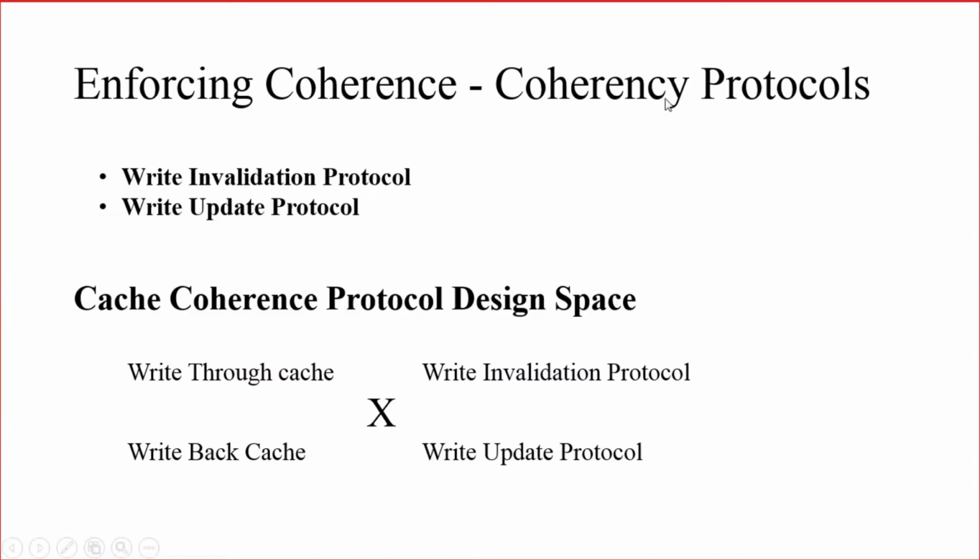Then we will see what are the different types of protocols generally used in cache coherency. I have already told there are two types of protocol. One is known as write invalidation protocol. Another one is write updation protocol. Two types of protocols are generally used. So we have write invalidation and write update protocol.